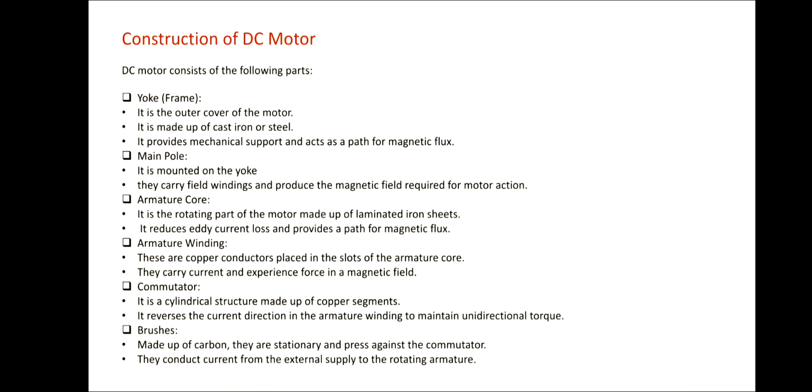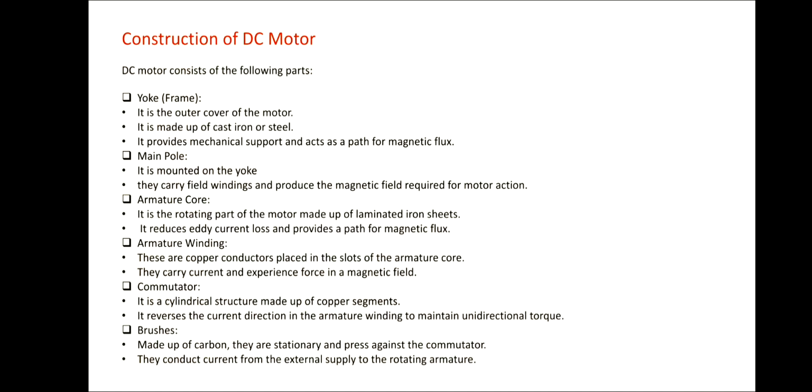Let's see the next component, armature core. Armature core is the rotating part of the motor made up of laminated iron sheet. It reduces the eddy current loss and provides a path for magnetic flux. Next is the armature winding. Armature windings are the copper conductors placed in the slots of armature core. They carry current and experience force in the magnetic field.